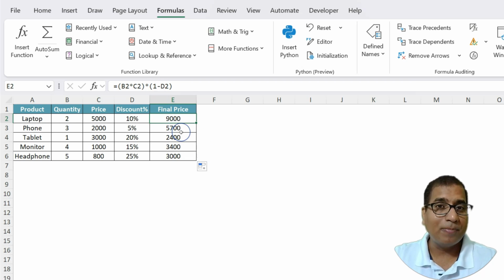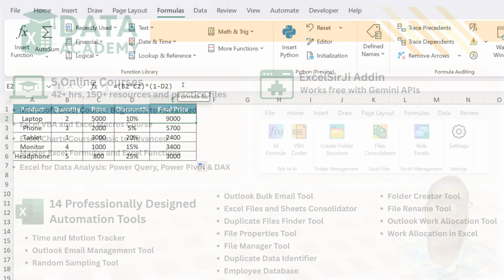Whenever you are working on complex formulas, you must make use of BODMAS rule and you should be aware about it as well.